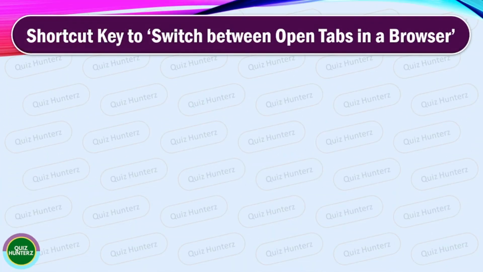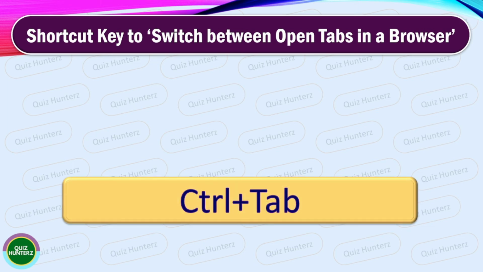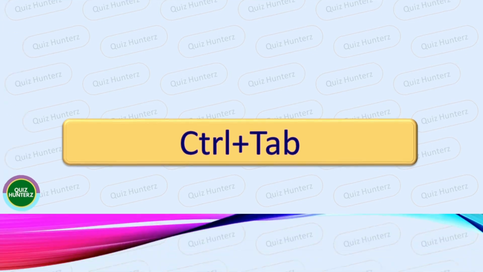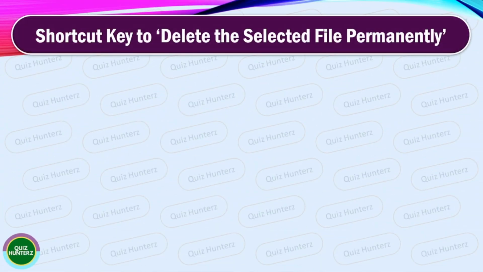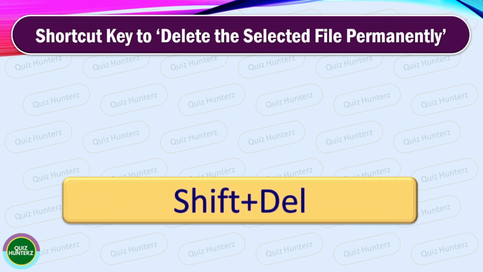Next question, shortcut key to switch between open tabs in a browser. And the correct answer for this one is Control plus Tab. Next question, shortcut key to delete the selected file permanently. And the correct answer for this one is Shift plus Delete.